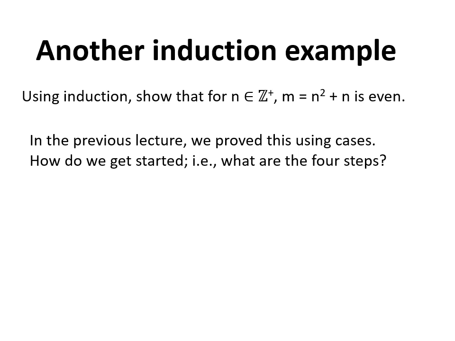Okay, let us now do another induction example. This time, using induction, we want to show that for all positive integers n, m is equal to n squared plus n is even. Note that in the previous lectures, we proved this using cases. And this time around, we are going to do it using induction. How do we get started? Well, we are going to follow the 4 steps of our skeleton proof that we introduced previously.